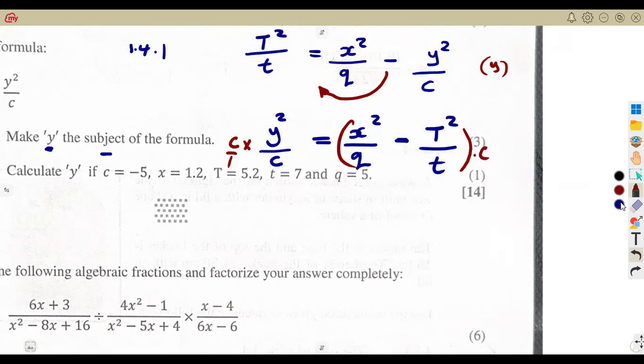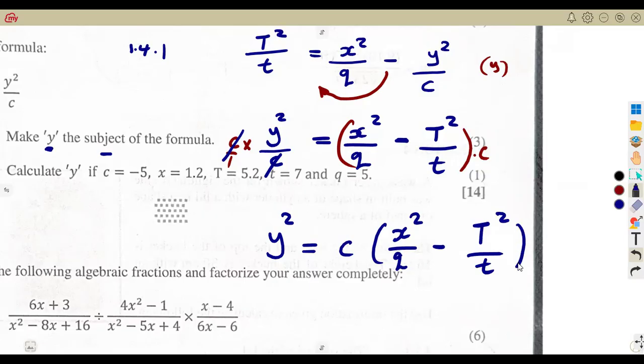Everything, just open a bracket, multiply everything by c. So that was going to cancel, and we've got y squared is equal to, so this is a bracket multiplied by c. You can even start with that c, like this, c into x squared over q. You can even write it this way, minus t squared over t, like this. You can even write it that way.